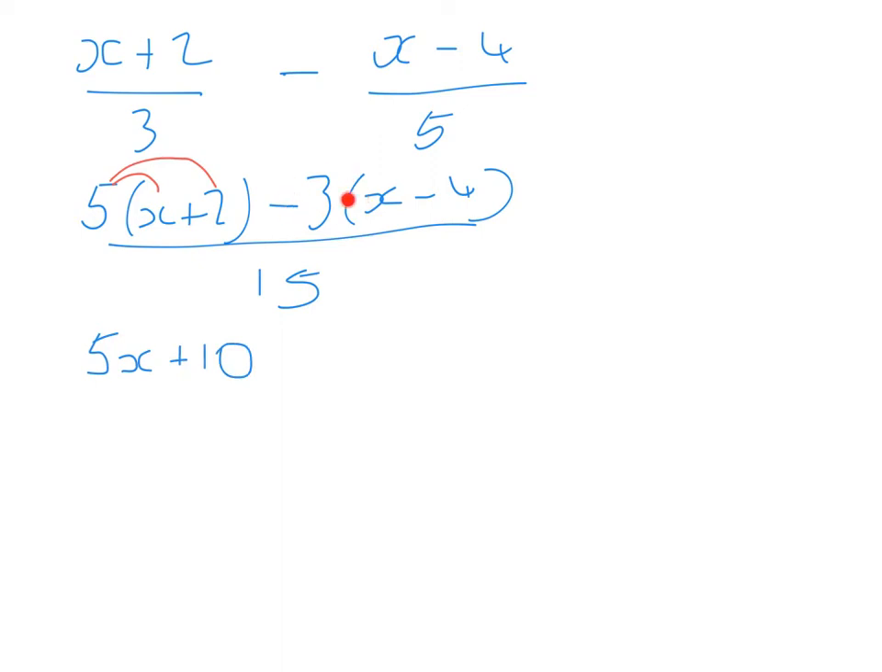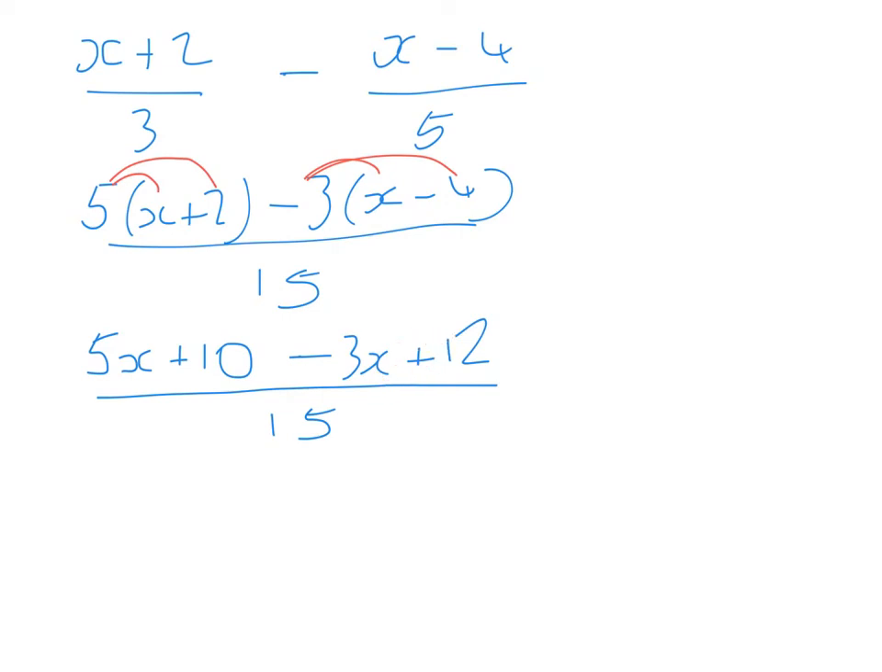Then we have to do minus 3 multiplied by x and then minus 3 multiplied by minus 4. Minus 3 multiplied by x gives us minus 3x. And minus 3 multiplied by minus 4 gives us plus 12 over 15. Be very careful with that last part. Minus 3 multiplied by minus 4 gives plus 12, not minus 12, plus 12.